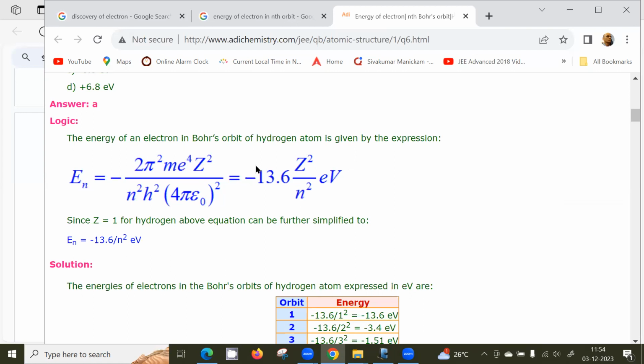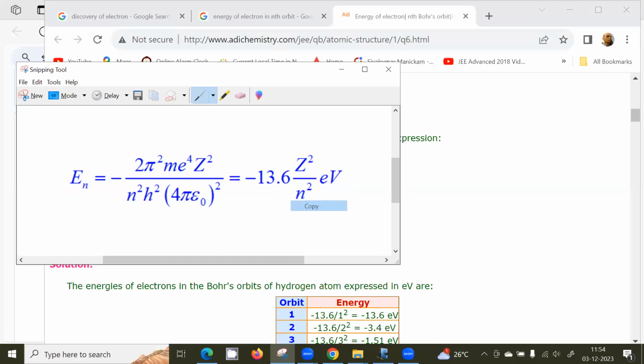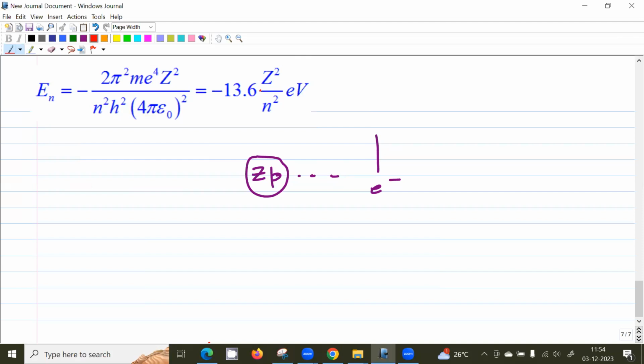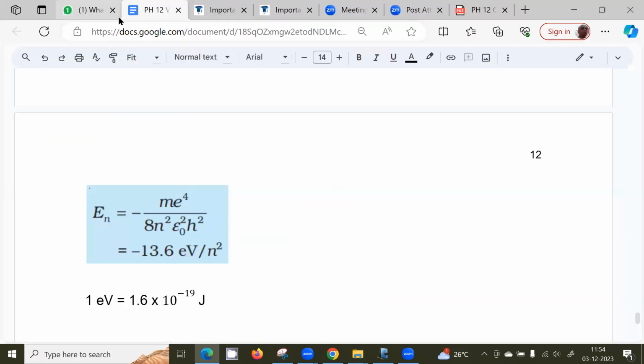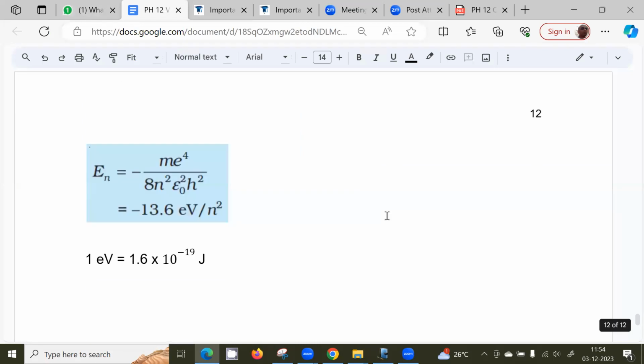Minus 13.6 z square by n square. I'll just put it straight away. So 13.6 you can remember, and it's 1 by n square. And as z increases, it will increase as z square. Radius will decrease as z, raised to the power 1, not z square. So radius will decrease, energy will increase. So the theory part is clear.